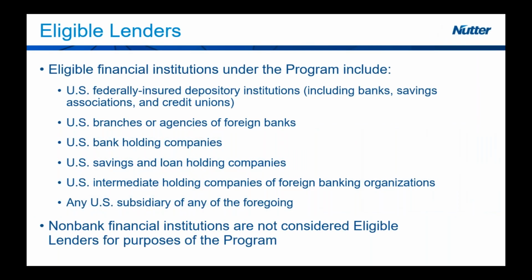So first up, eligible financial institutions who can serve as lenders under the program include institutions like U.S. banks, savings associations, credit unions, U.S. branches of foreign banks, bank holding companies, U.S. intermediate holding companies of foreign banking organizations, really any U.S. subsidiary of any of those institutions listed on this slide. Non-bank financial institutions are not considered eligible lenders under the program.